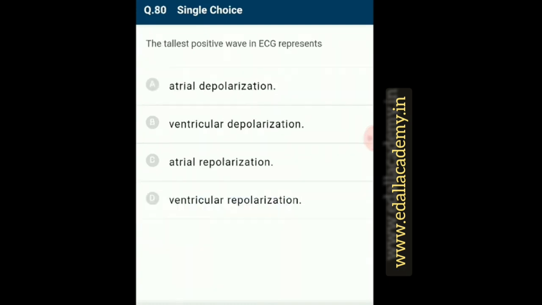Question number 80. The tallest positive wave in ECG represents the record of the electrical activities of the cardiogram. The waves of ECG include PQRST waves: the P wave represents the depolarization of the atria, the QRS complex represents the depolarization of the ventricles, and the T wave represents the ventricular repolarization. The waves above the isopotential line are called positive waves and the ones below it are called negative waves. P, R and T are positive waves while Q is a negative wave. R is the tallest wave, which is part of the QRS complex. So the answer is option B, ventricular depolarization.